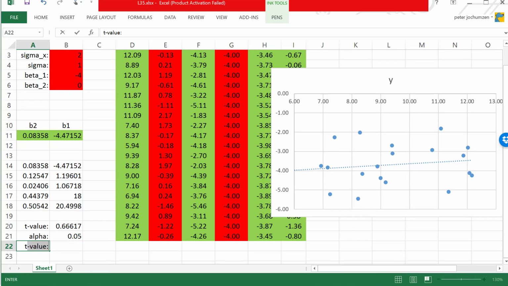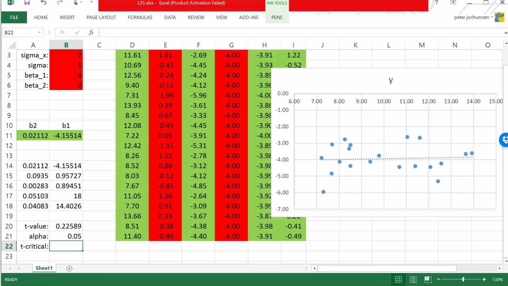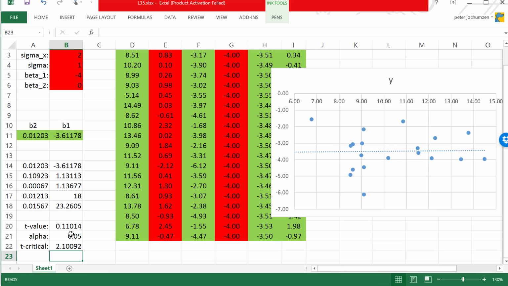Then the critical value, t critical, is, as we talked about in previous lectures, you can get that from T.INV.2T. If you do two tails, you don't have to halve this 5% yourself. You can just do the alpha and the degrees of freedom. Remember, n minus 2, so 18 is the degrees of freedom. So this is the critical value.